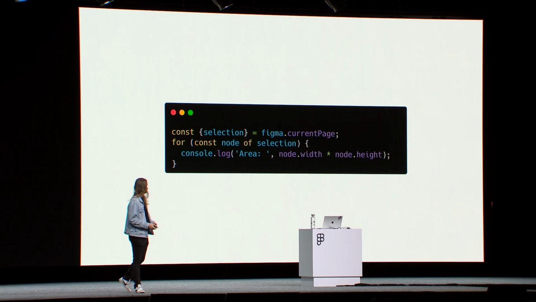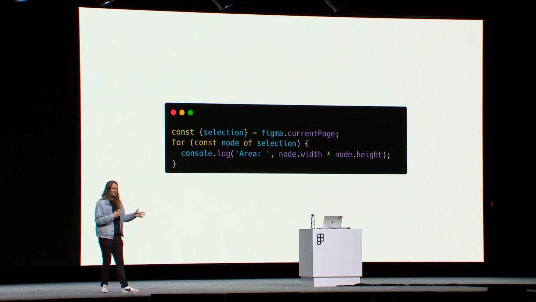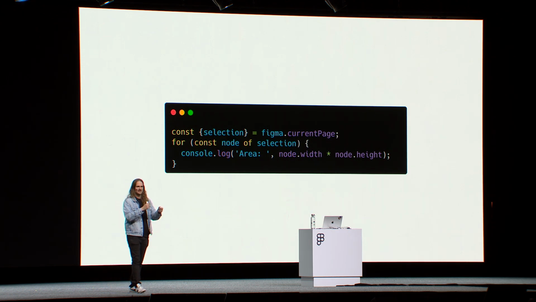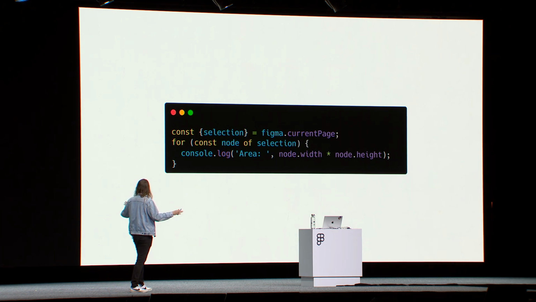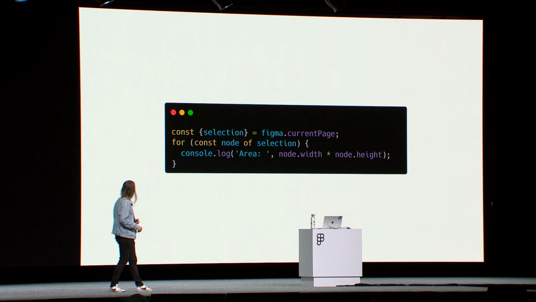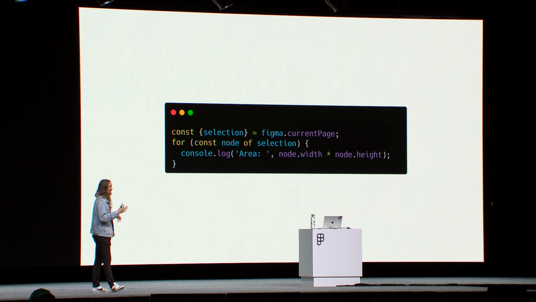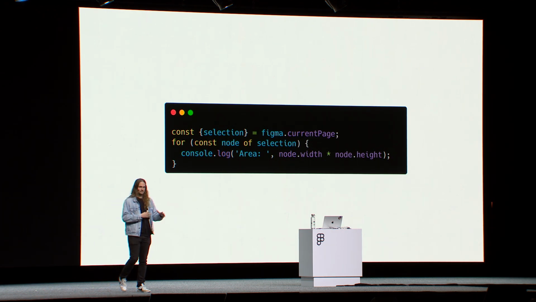user has currently selected. And for terminology's sake, a node in Figma is what we would call a layer in the layers panel. We try to align it kind of with how you describe it in a document, an HTML document. So I'm using a normal JavaScript for of loop, and I'm just console logging the area of each node.